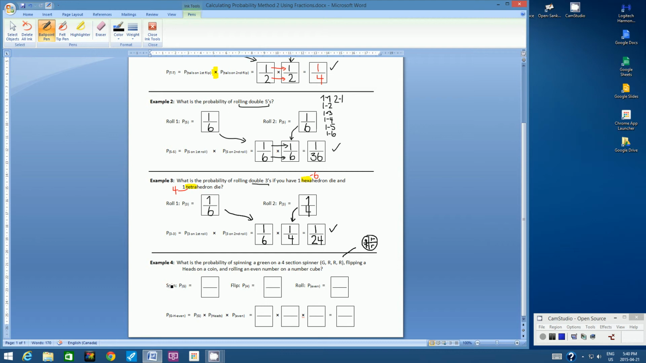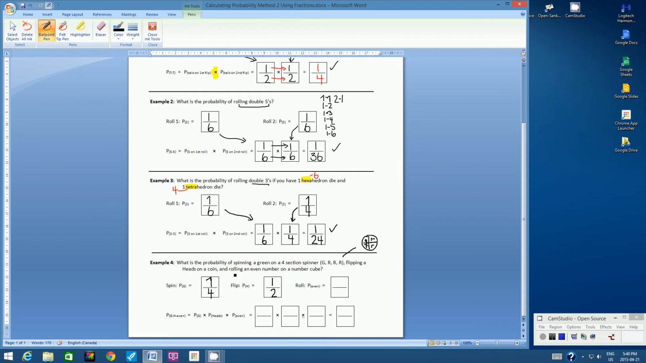So if we spin the spinner, what is the probability of getting green? Remember, it's a 4-section spinner. So the denominator is 4. And how many of those sections is green? If I look at my little diagram here, I can see that only one section is green. Now let's talk about the coin. This is easy, right? Whenever there's a coin involved, it's always going to be very simple. So what is the probability of getting a heads? It's going to be 1/2.